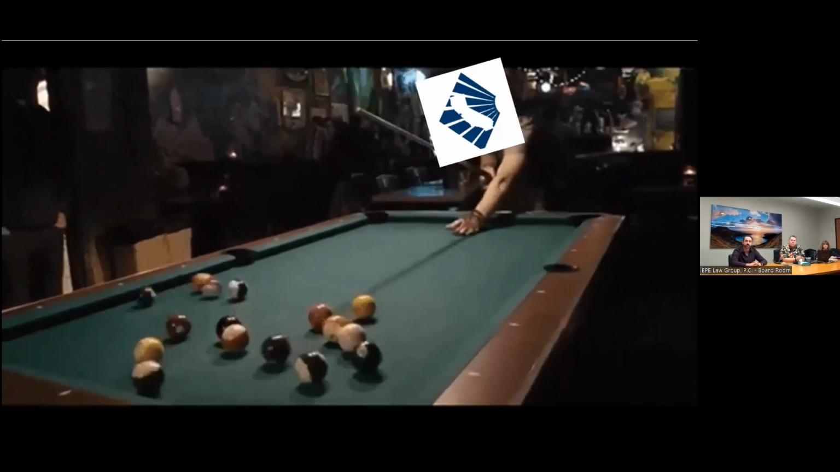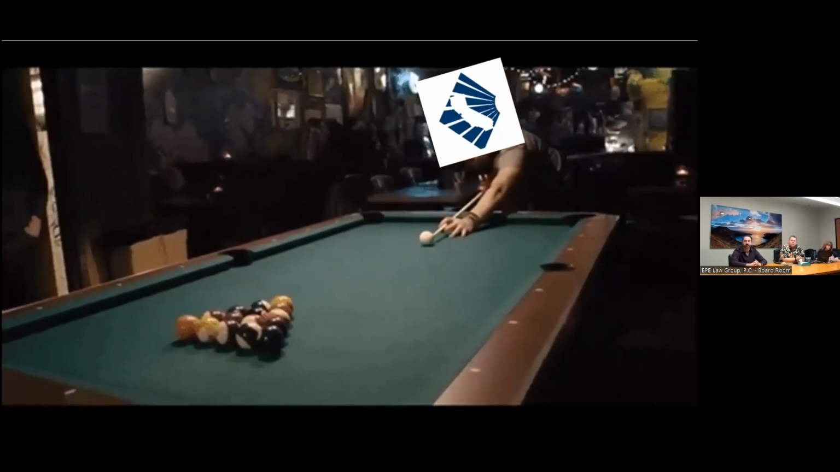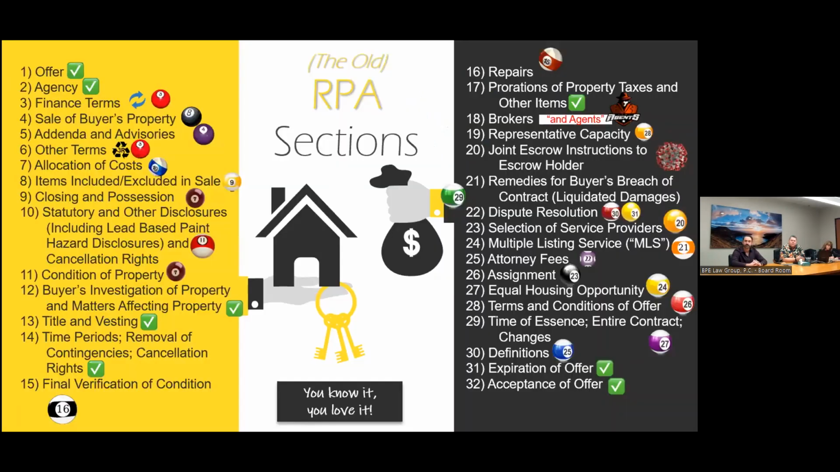So next slide. So this is basically what C.A.R. did. They just did a nice little break. And so here we use the billiards analogy to show where everything landed after the big break. So you've seen the green check boxes. Those sections have remained, at least the section numbers where they're located have remained the same. There might be some specific language within those that has changed. But if you look at the numbers on the billiard balls, that's where those sections actually ended up in the new one.